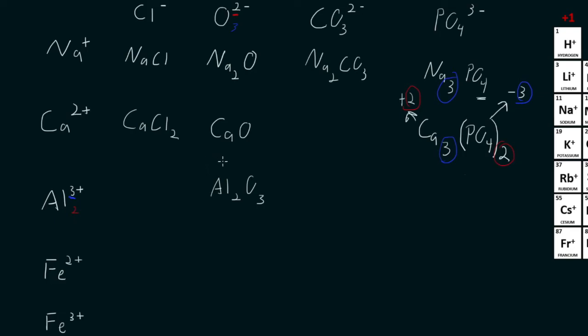Now we could track those charges. Aluminum has that 3+ charge. Well, 3 times 2 is going to be 6. Oxygen has a 2- charge. 2 times 3 is 6. So those balance out. So we can prove that mathematically.